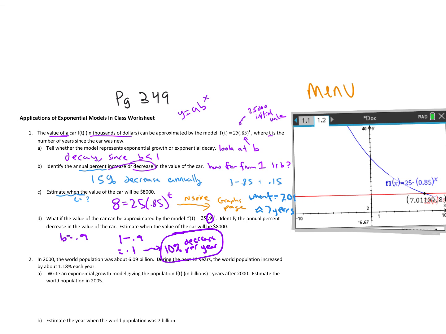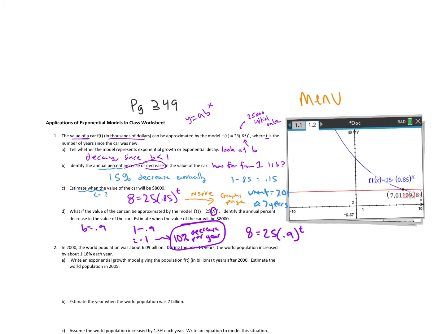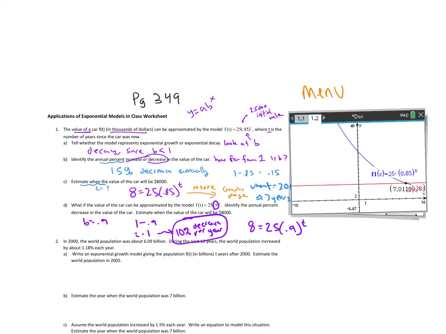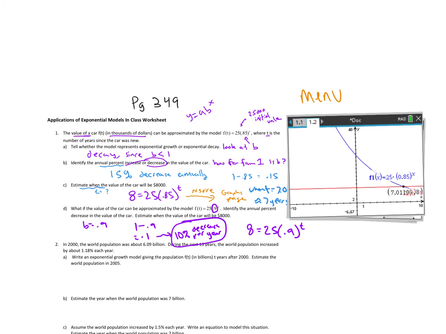And estimate when the value of the car will be $8,000. So we're going to solve that same equation again, except now it's 8 equals 25 times 0.9 to the t. So you try that again with your calculator. I would open a new calculator page, and then type in the new equation, type in 8 again, see if you can find that intersection point. So pause the video, try that out.